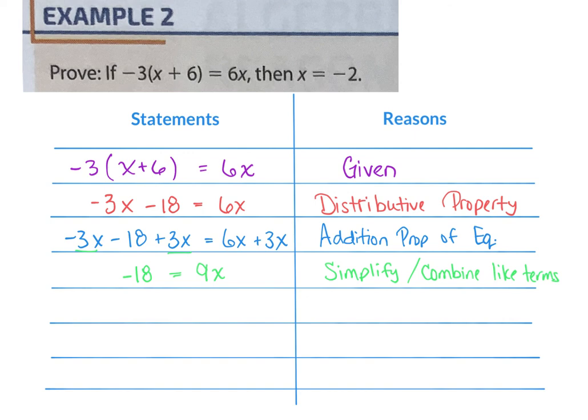All right? So algebraically, what would be my next step here? I'm going to divide both sides by what? By 9. And so I'm going to say negative 18 divided by 9 equals 9x divided by 9. Why can I do that? Division property of equality, right? So division property of equality tells me I can do that.